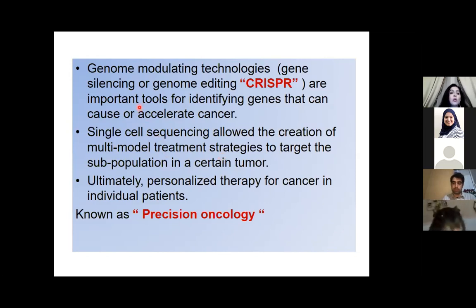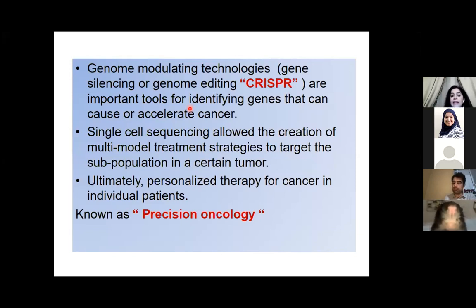Using genome modulating technology like gene silencing or genome editing like CRISPR, all these are important tools to identify genes that can cause or accelerate cancer. And if you identify these genes, you can modulate your treatment strategy. You can use a multi-modal treatment, not a single treatment, which can result in drug resistance.